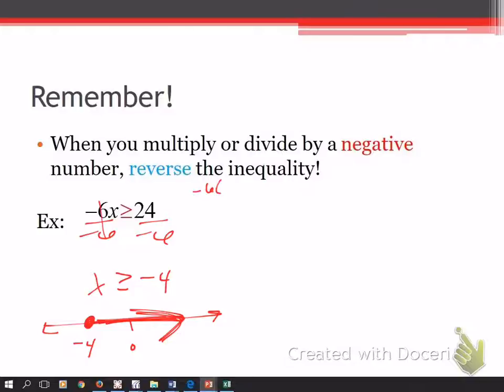Well, let's check this out. If I plug in 0 for x, I've got to multiply negative 6 times 0, which is 0. And so I'd get 0 is greater than 24. Is 0 greater than 24? No, it's not. It doesn't make any sense. So what we discover is that actually all of our solutions for this particular inequality are going to be less than negative 4. And the way that we get there is if we flip the inequality sign, and we do that anytime we divide by a negative or multiply by a negative. We have to flip the inequality sign to make sure that the solutions we shade are the correct ones.